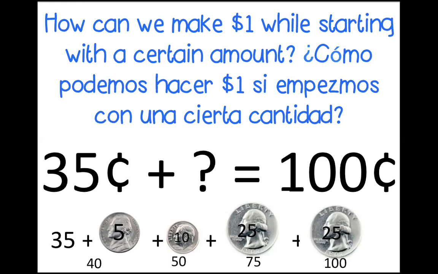Take a look and try and count it with your finger. 35 plus 5 is 40, plus 10 is 50. 50 plus 25 is 75. 75 plus 25 is $1.